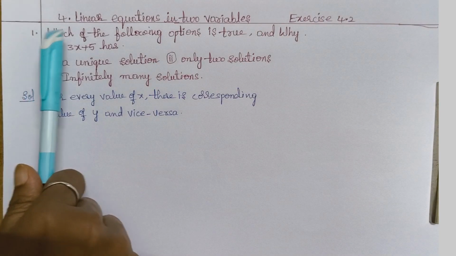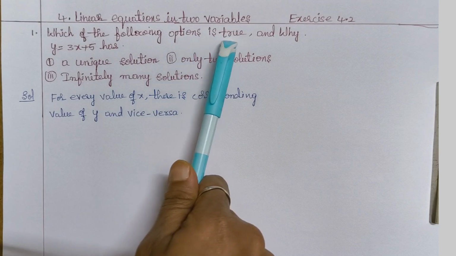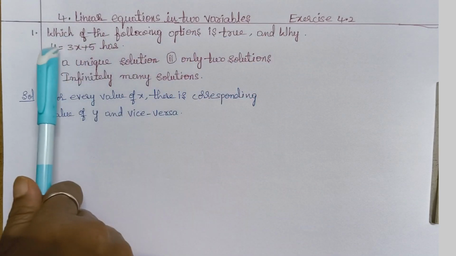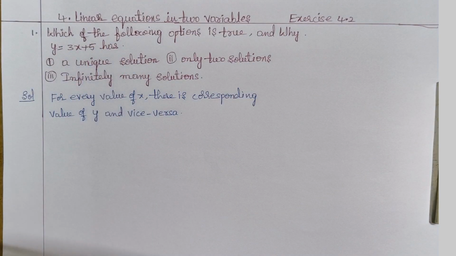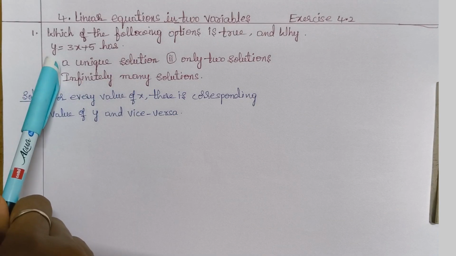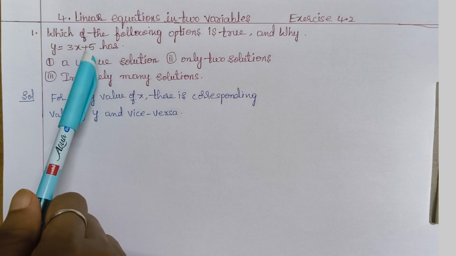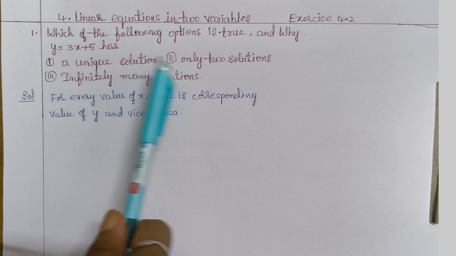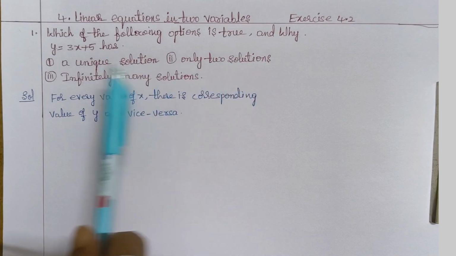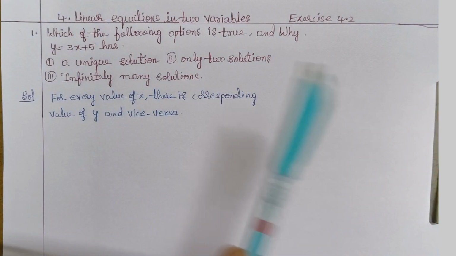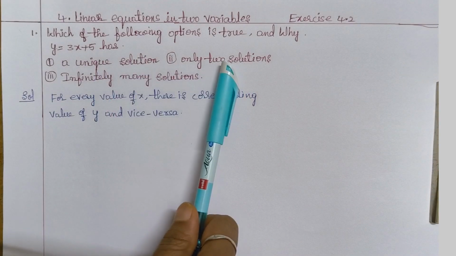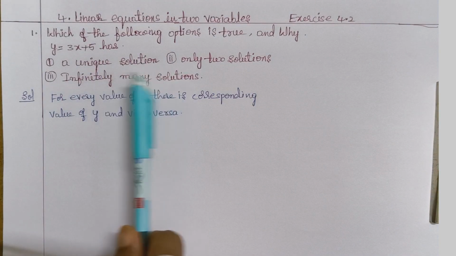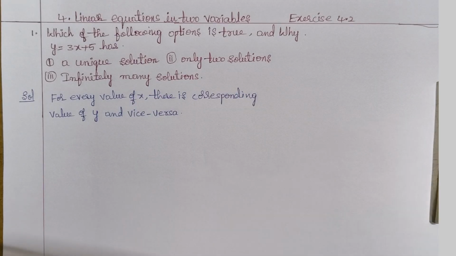See here, first question, what is there? Which of the following options is true and why? y is equal to 3x plus 5. See here, what is the equation? y is equal to 3x plus 5. Three options are given: one is a unique solution, one is only two solutions, and one is infinitely many solutions. Unique means one solution, then two solutions, and many solutions, infinitely many solutions.